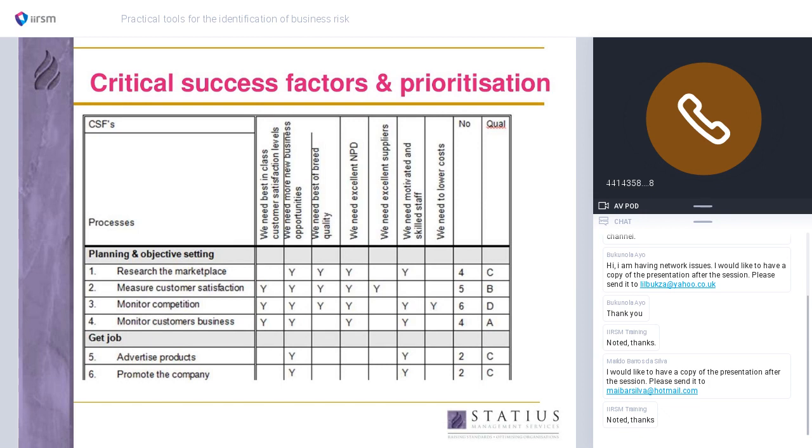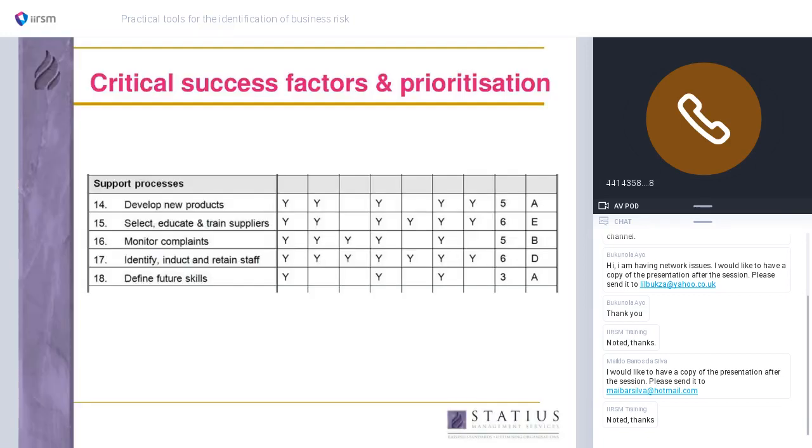So here we can see that process 1, research the marketplace, affects 4 CSFs and is judged to be executed at an OK level of C, whereas process 3, monitor the competition, affects 6 CSFs and is judged to be executed pretty poorly, so is rated D. In this slide, we've cut to another part of the completed first matrix, and processes 15 and 17 both affect 6 CSFs. Process 15 is given the poorest rating of E, and process 17 is given a slightly better rating of D. But remember, this is just an example.